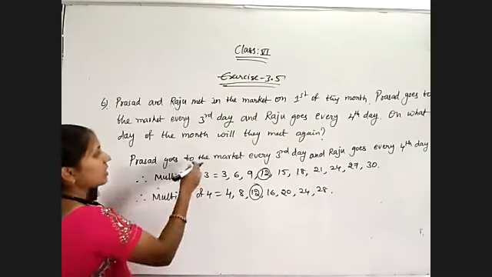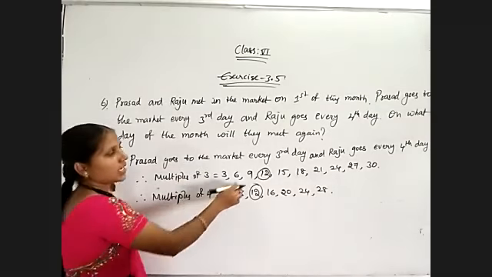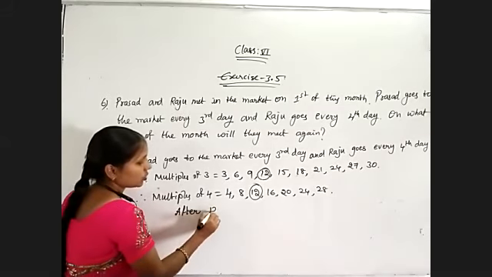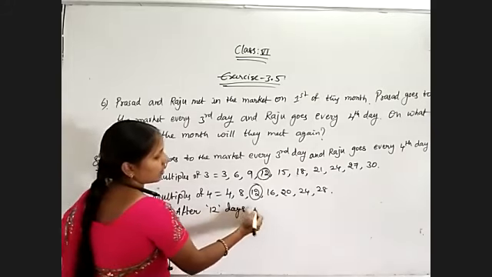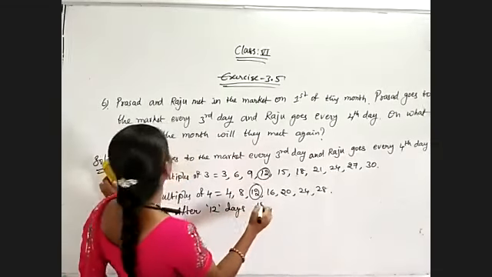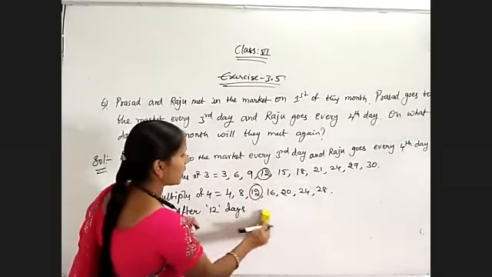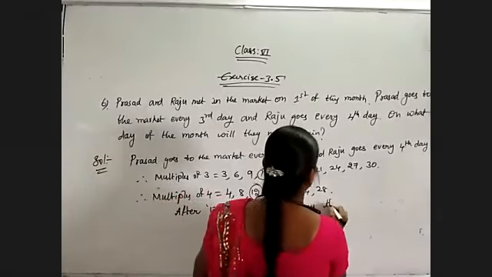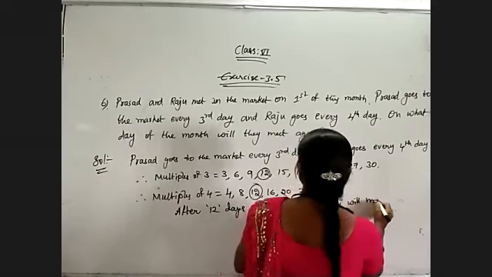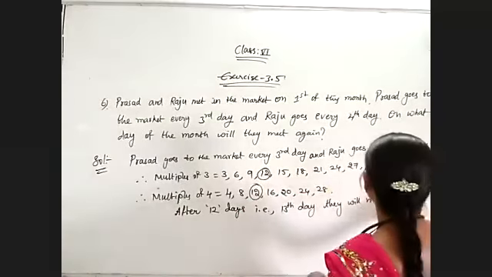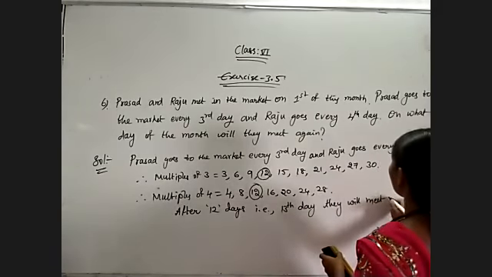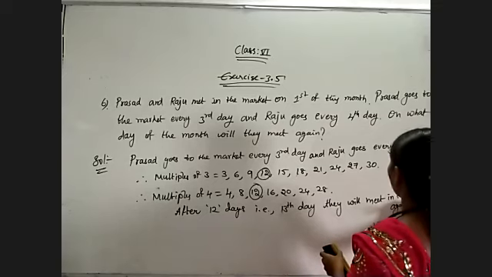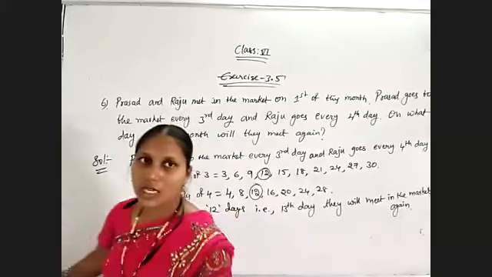Okay, that means we have to find the LCM of 3 and 4. So what is the LCM of 3 and 4? 12. So after 12 days, they will meet again in the market. On what day are they asking? After 12 days, that is the 13th day, they'll meet in the market again. So simply you can find their LCM, that's all.